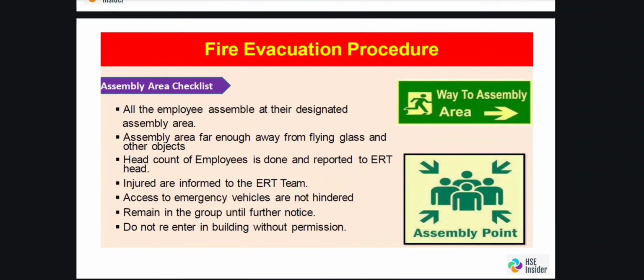So, the assembly area checklist. What are the checkpoints we need to check? All the employees should be assembled at their designated assembly area. In case of any evacuation instructions, you need to assemble. The assembly area should be far away from flying flash and other objects, and free from creating any other hazards. A head count of employees is done and reported to the ERT head. Once all the employees are assembled, the head count should be done immediately. Injured persons are informed to the ERT team, so in case of any injury it should be informed to the emergency response team.